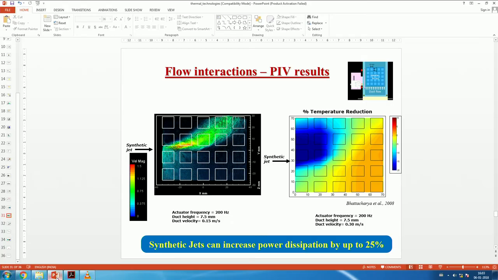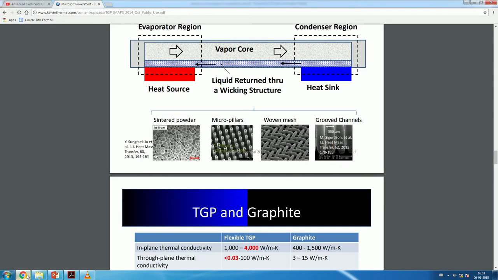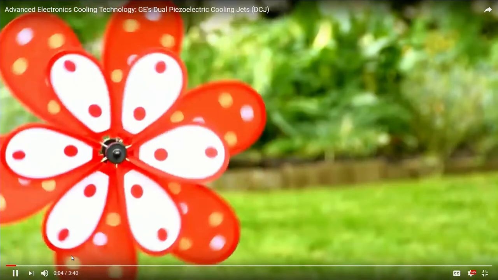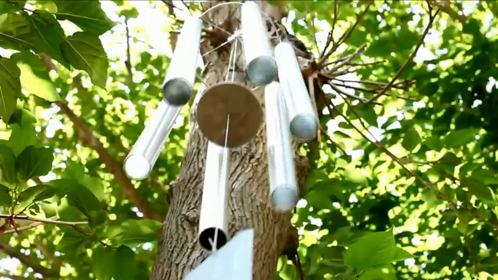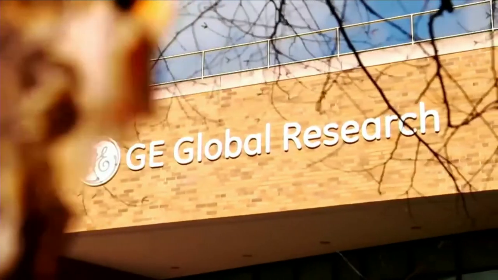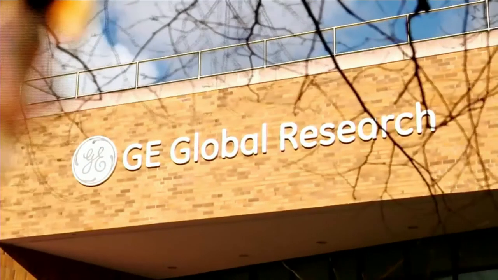So now let me show you something that, actually, this is not my work, this is from GE. I'll show you a video. They call it dual cooling jets, and they were using it for LED cooling for the lighting business and so on, and also for flow control. Synthetic jets, you can use it for cooling, you can also use it for flow control. Okay, so this is, I don't know, the audio is not visible.